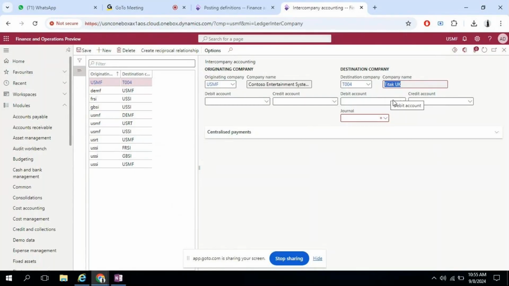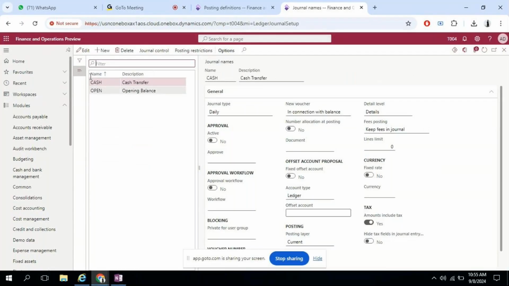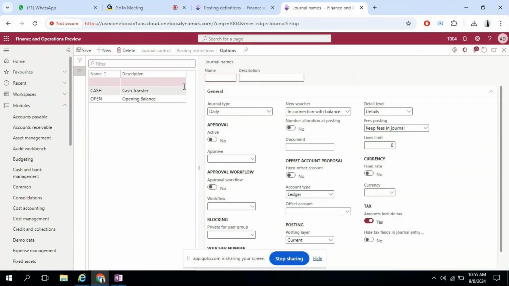And again here you can see the journal name sheet is required. We have two journals right now, the cash run journal and an opening journal. But whenever intercompany accounting happens, I want a separate journal for it. So I will click on the new button, and inside it I will write IJ, which is an intercompany journal.